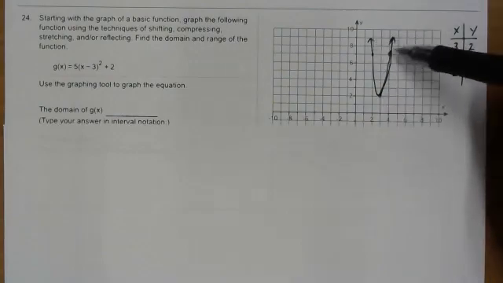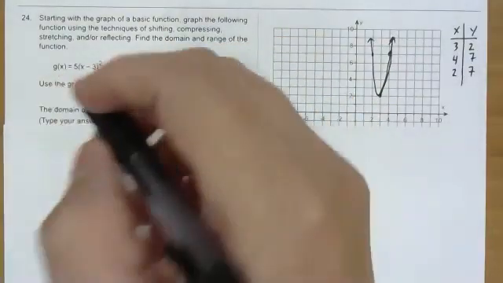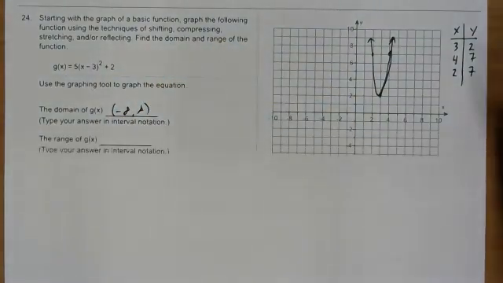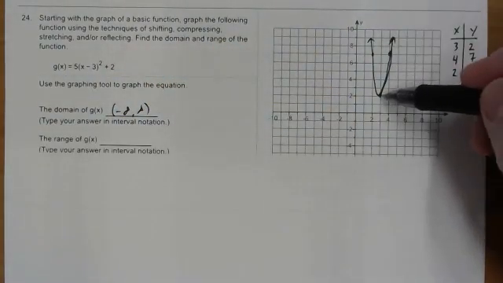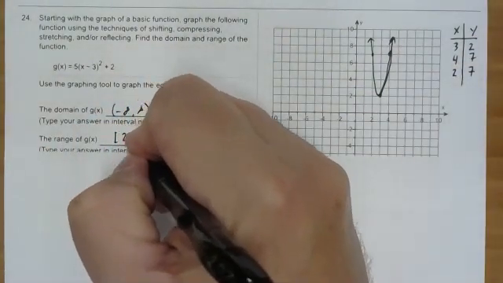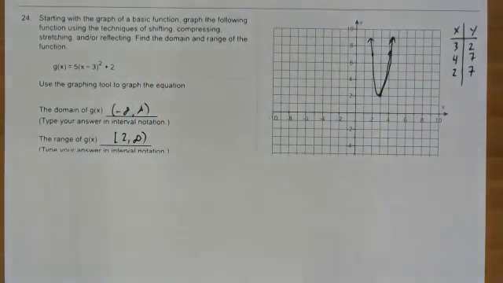The domain, this keeps spreading out, so it's going to be negative infinity to infinity. The range starts at 2 and goes to infinity.